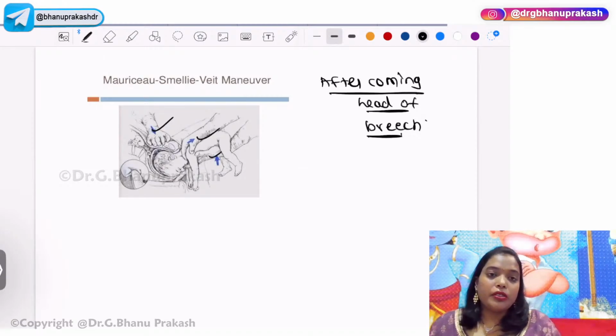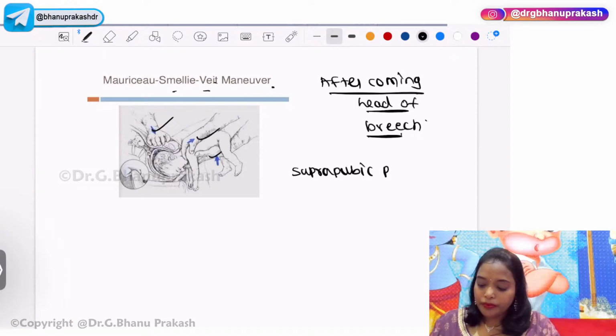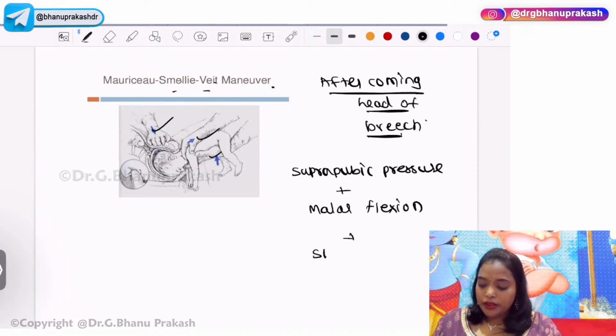So this maneuver is called the Mauriceau-Smellie-Veit maneuver. This is for the aftercoming head of breech. What we do here is we give suprapubic pressure plus malar flexion plus shoulder traction.